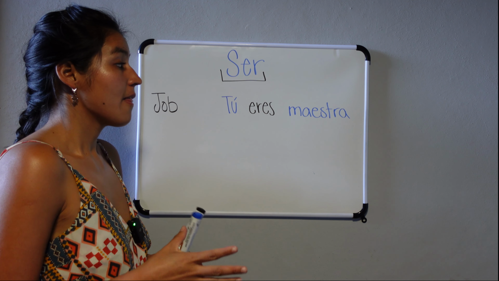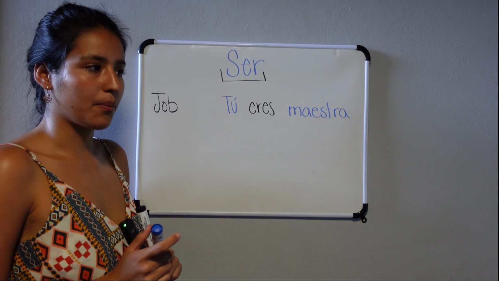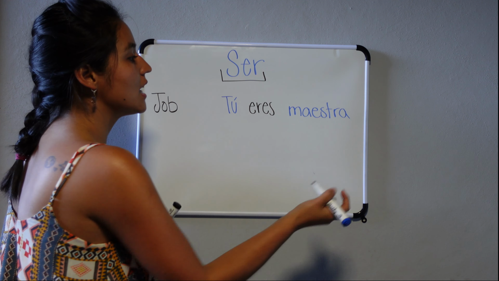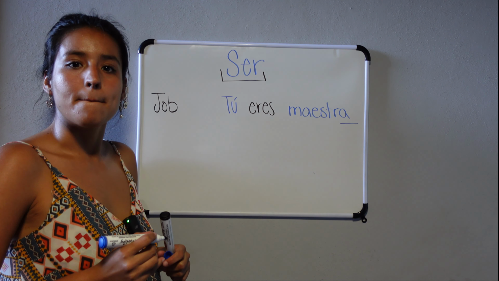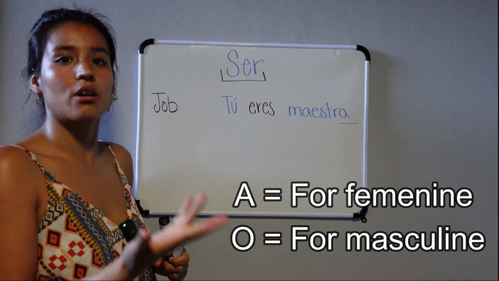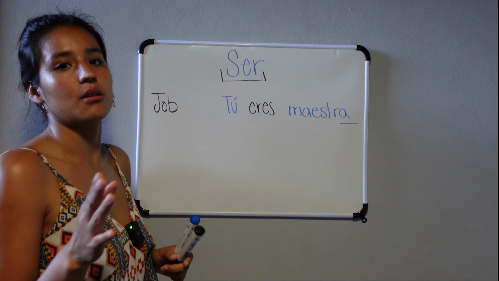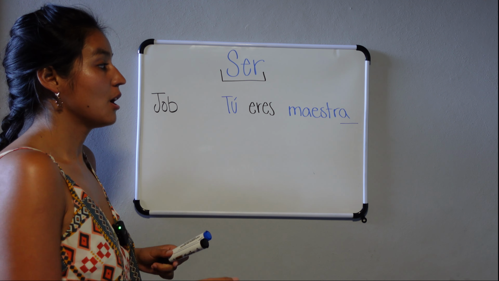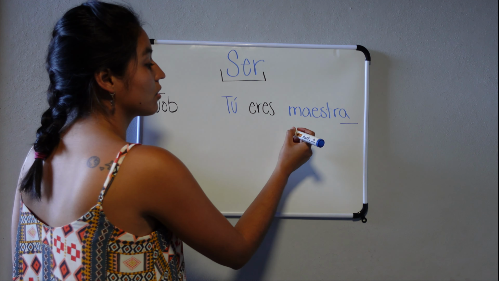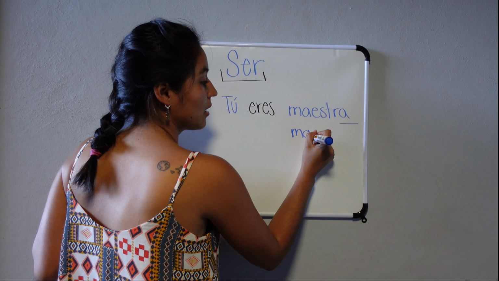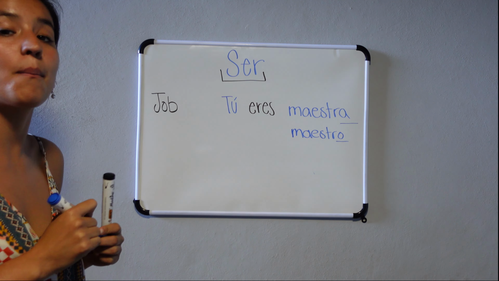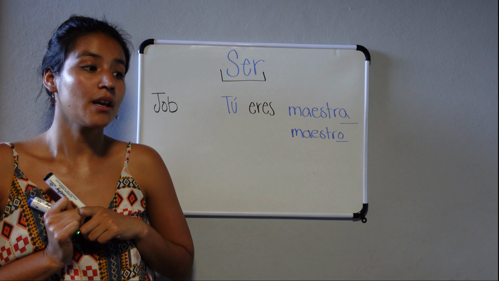And for example, we have to remember, I'm gonna make another video about feminine or masculine. Normally, the A is gonna be feminine. And for example, in this case, I'm talking to a girl or a woman. Tú eres maestra, you are a teacher. But it has to be a woman because I'm ending with A. If I want to say you are a teacher, but you are a man, I have to say maestro, okay?